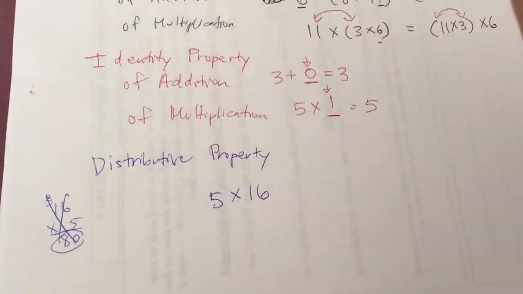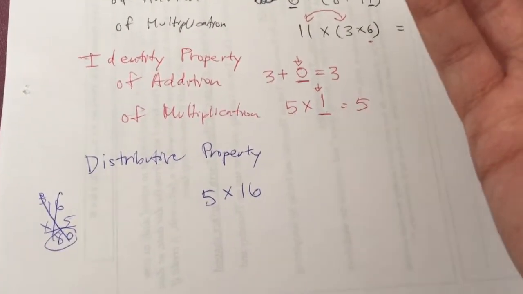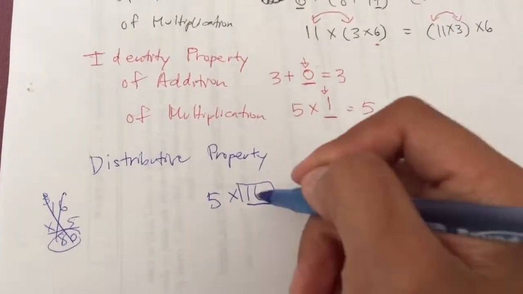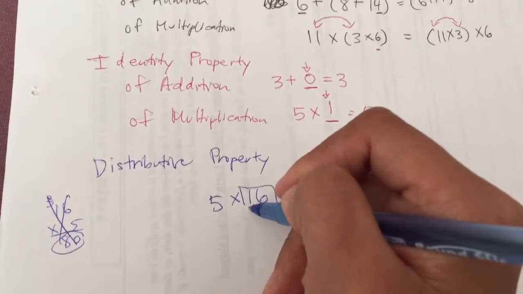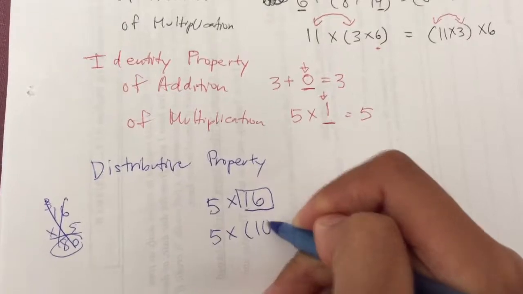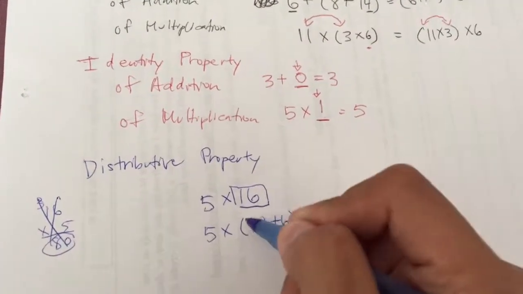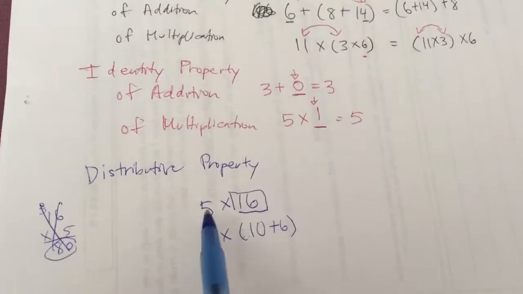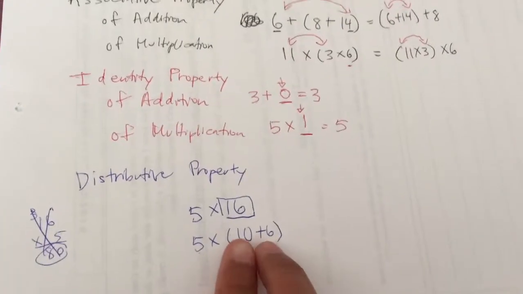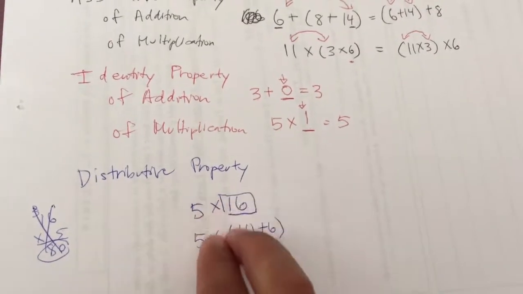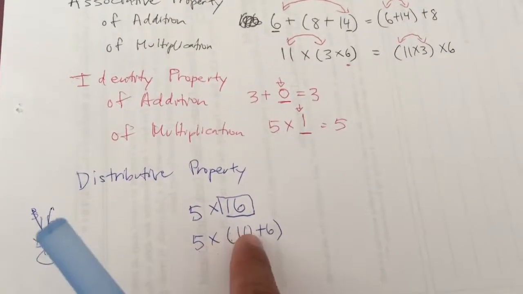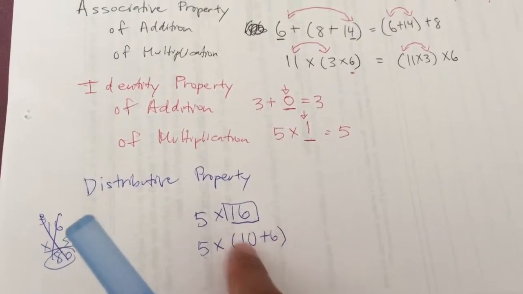They don't want you to do it that way. What they want you to do is start thinking of the number in a way where you could decompose it. So let's look at the number 16. What's another way to get 16 if we're to separate it by the 10s and the 1s? 16 is the same as 10 plus 6. So you can see here, these are the same equations. 5 times 16 is the same as 5 times 10 plus 6.